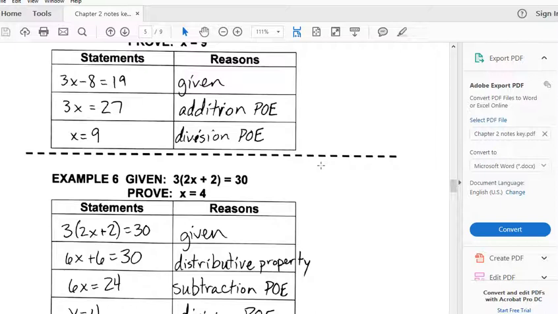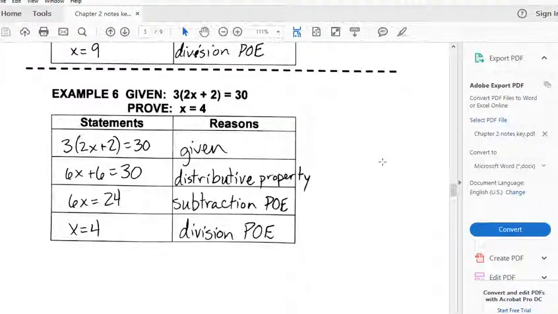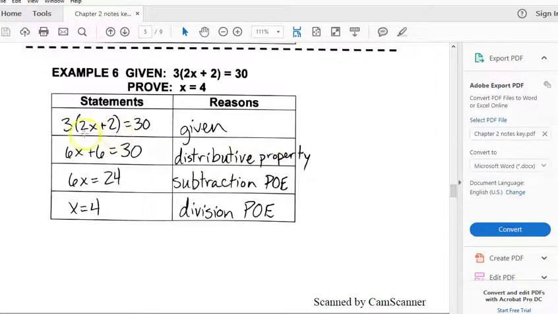So we're just doing the math, solving out the equations that you all are pretty good at, and we're just putting them in this format, adding the words to it. Alright, so the next one is just a little bit longer. We had to distribute first, then we subtracted, then we divide.